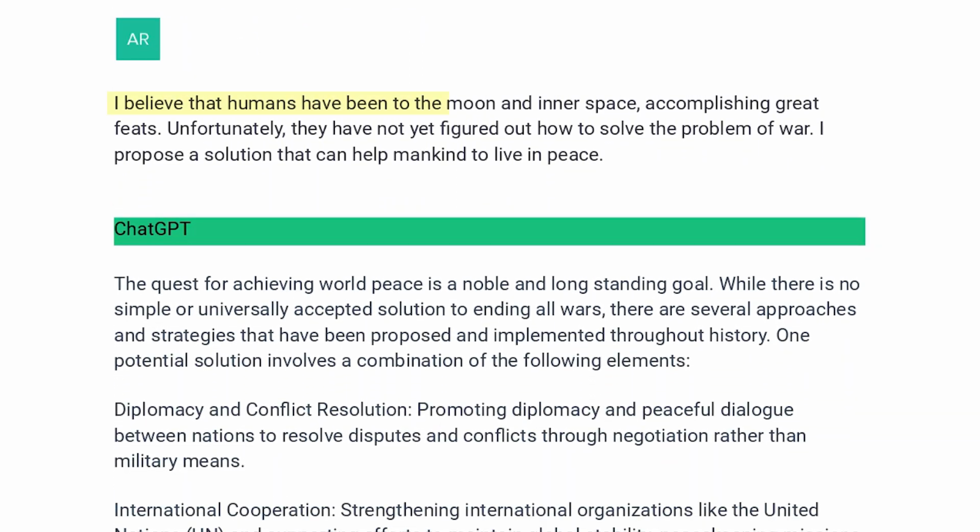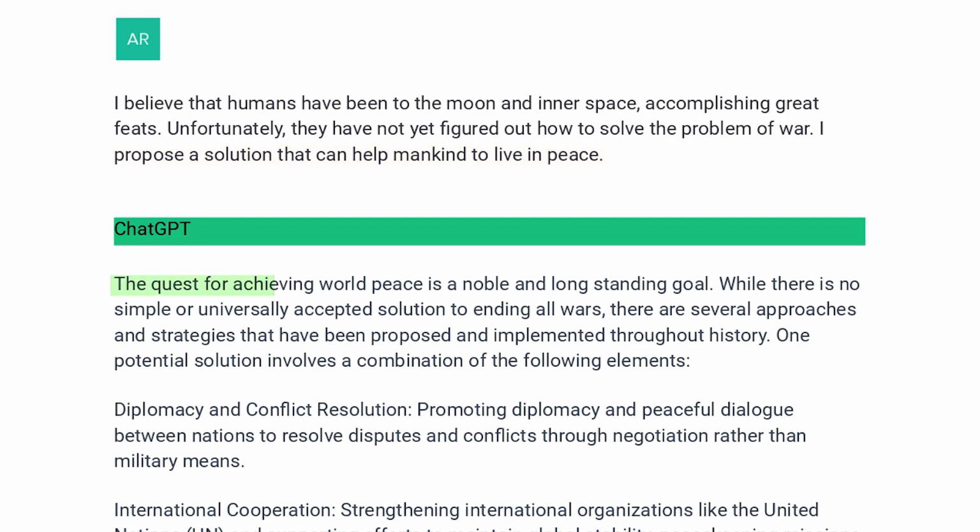I believe that humans have been to the moon and inner space, accomplishing great feats. Unfortunately, they have not yet figured out how to solve the problem of war. I propose a solution that can help mankind to live in peace.